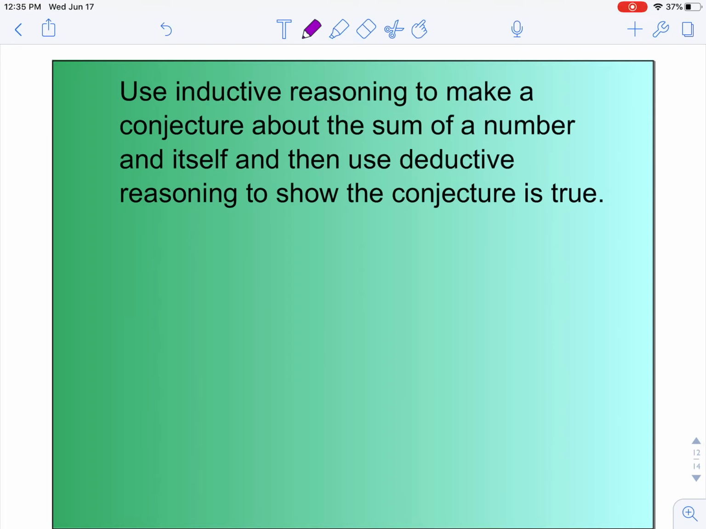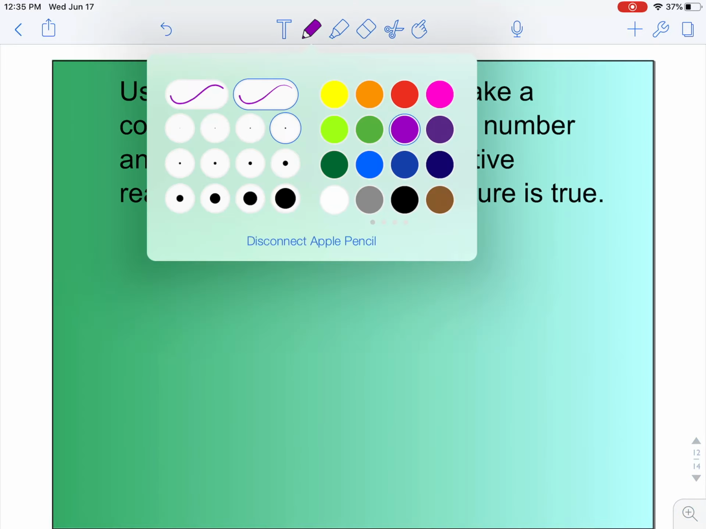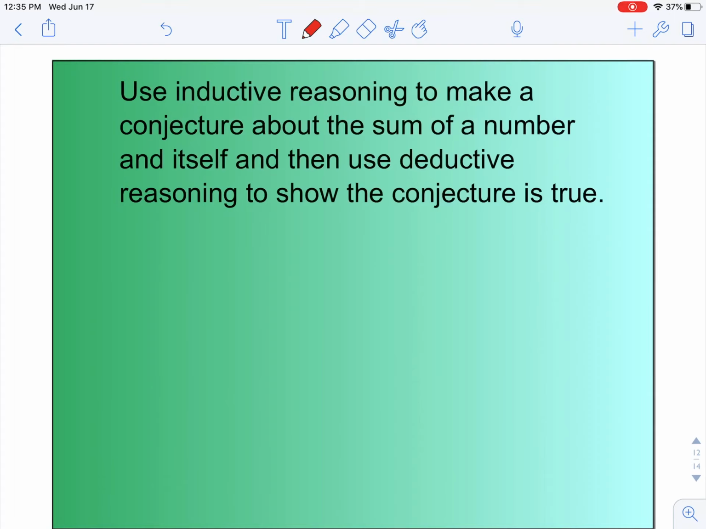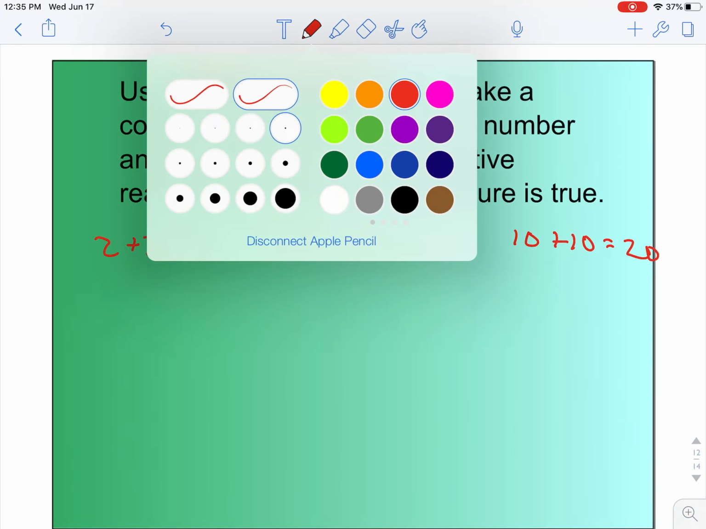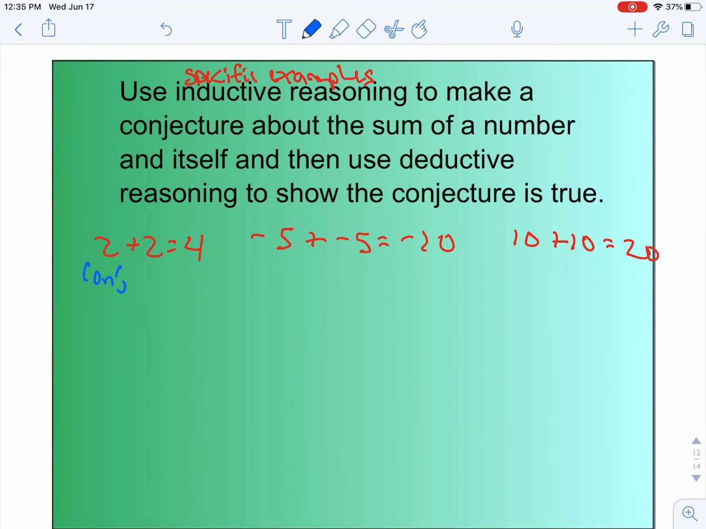So this next piece is a little bit tricky. It says use inductive reasoning to make a conjecture about the sum of a number and itself, and then use deductive reasoning to show the conjecture is true. So inductive reasoning, remember, uses specific examples. So the sum of a number and itself. So 2 plus 2 equals 4. -5 plus -5 equals -10. 10 plus 10 equals 20. So do you have a conjecture?